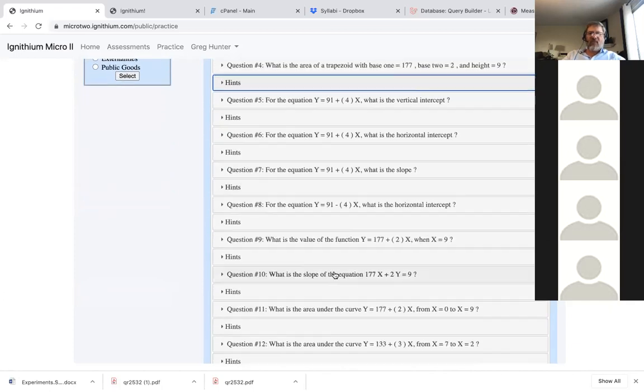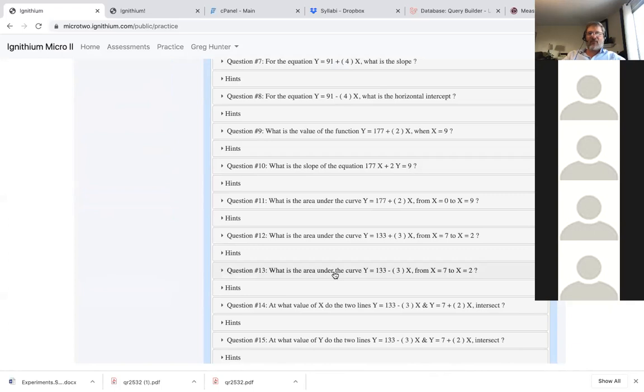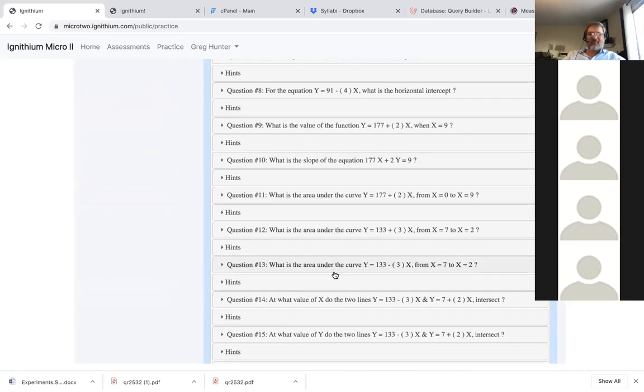So let's go ahead and skip down to something maybe a little bit more interesting, because we're interested in areas this morning. So let's take a look at number 11. It says, what's the area under the curve for this line, which is 177 plus 2 times x, from 0 to 9?